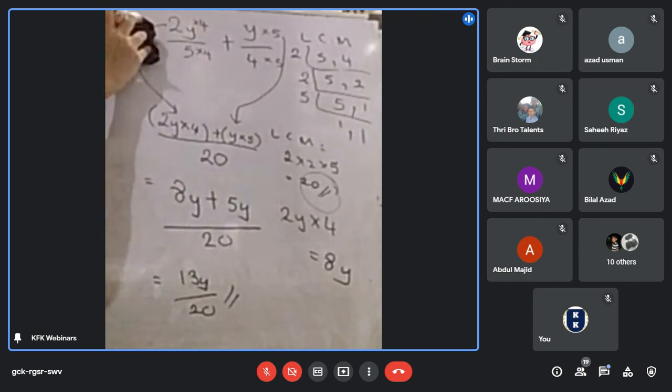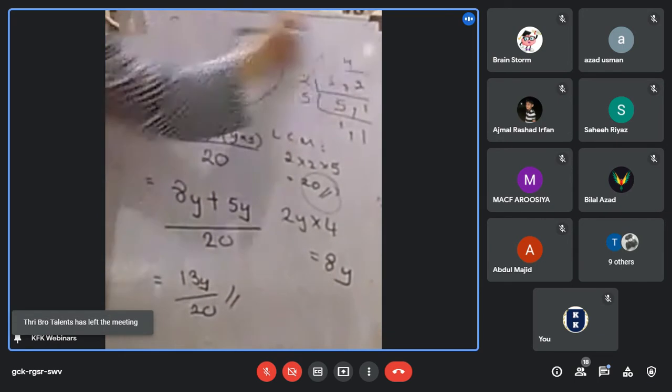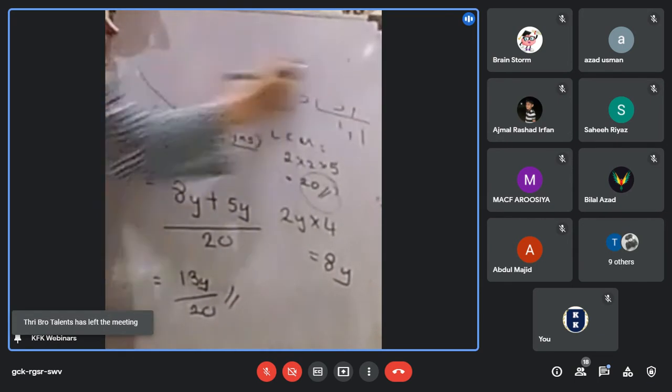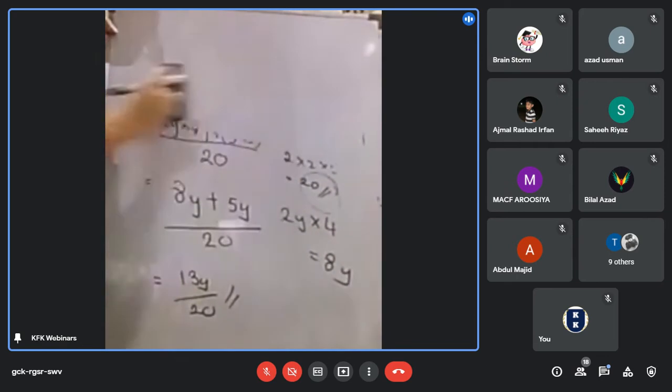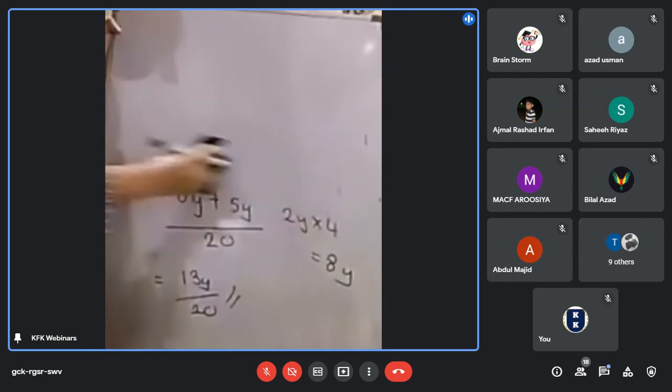When you have 3 different denominators, it's still going to be the same. When the denominators are numbers and not algebraic expressions, it's very easy. It's the same steps that you have to follow.